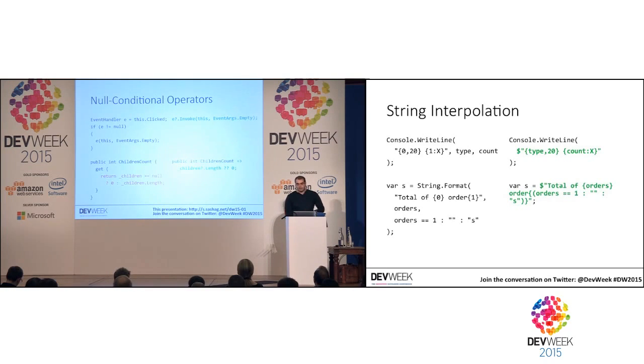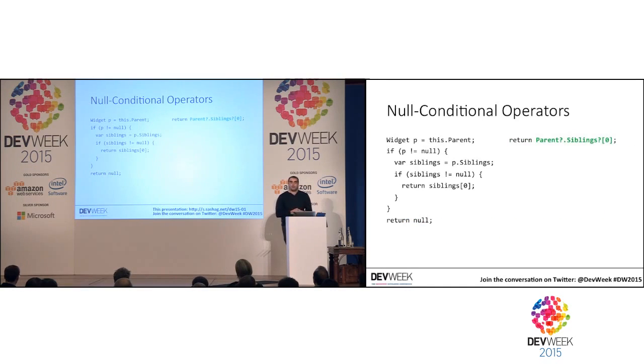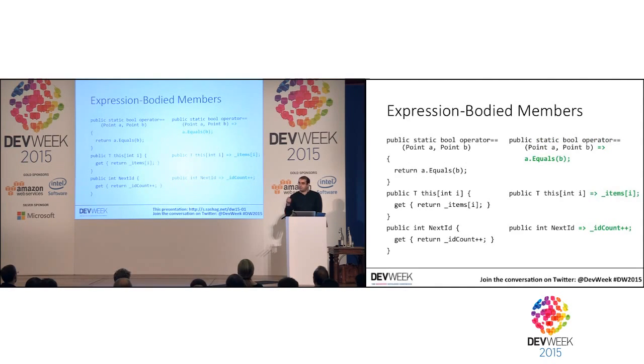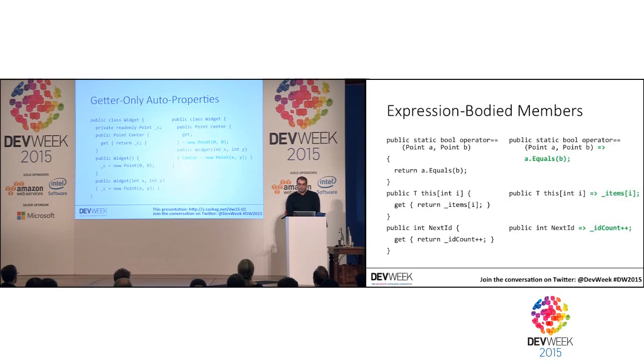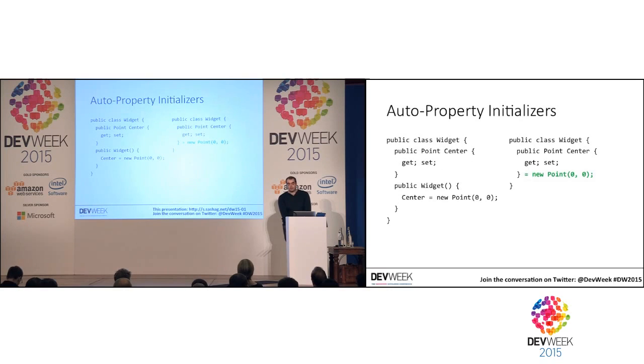Okay, we have null conditional operators, which is extremely useful for invoking events, and also extremely useful in general when you want to test whether something is null, and if not, then access a property of it, and if it's not null, then access another sub-property of it, and so on. We had expression-bodied members, which is nice for writing short, simple methods. And we had a couple of features around properties, auto-properties and auto-property initializers right here. Okay, so that pretty much was C#6 anyway.